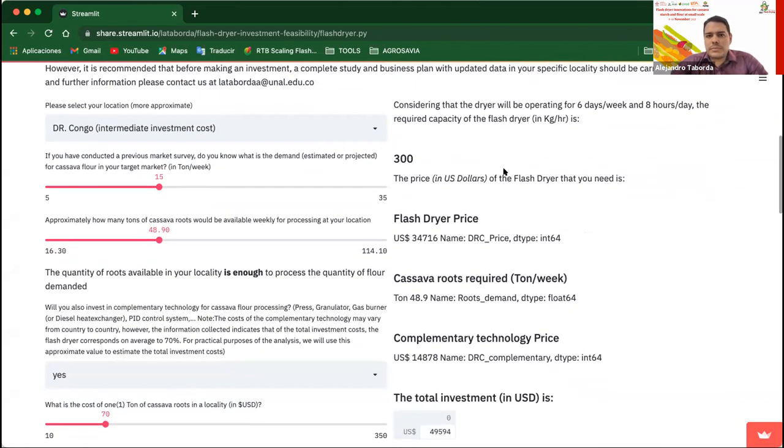I don't know if you have some questions. Thank you, Alejandro. Many thanks. It's a very good presentation. We've talked a lot about the technical and engineering aspects, which are important, but of course the economic environments and conditions in each specific locality are very important for the success of any investment project in cassava processing.